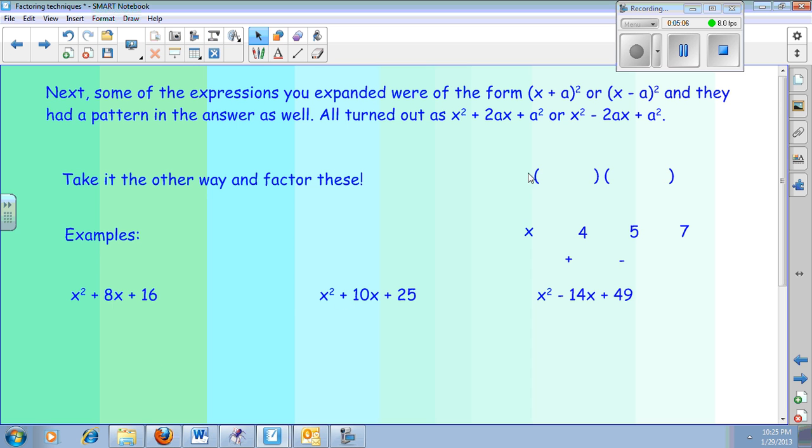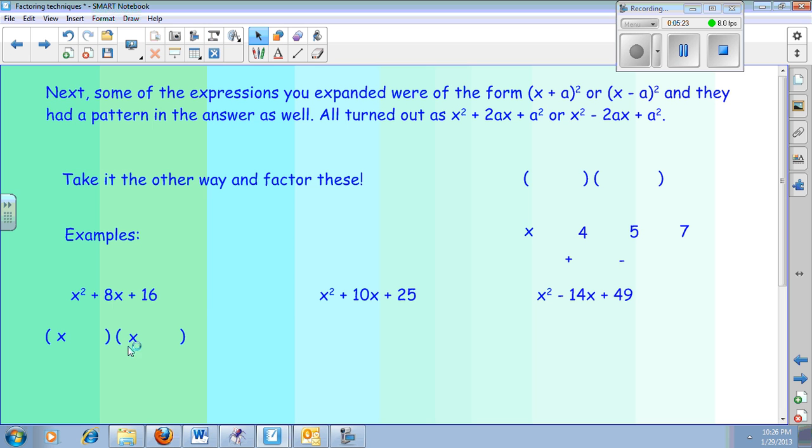So we're going to start with our parentheses. We'll take our two sets of parentheses down. And just like the others, we'll start with x and x.